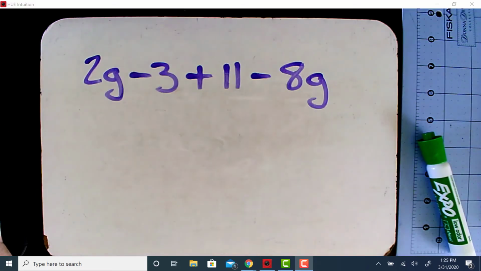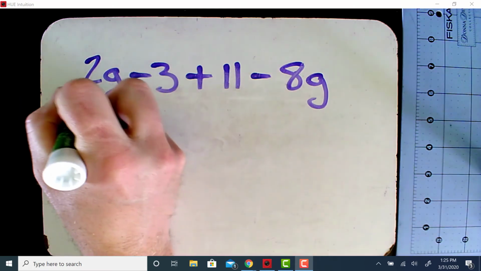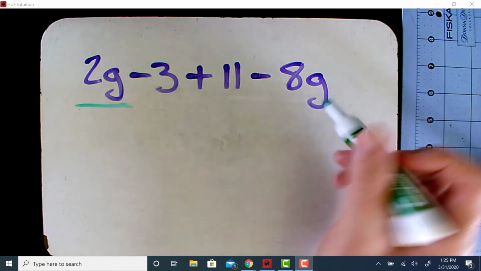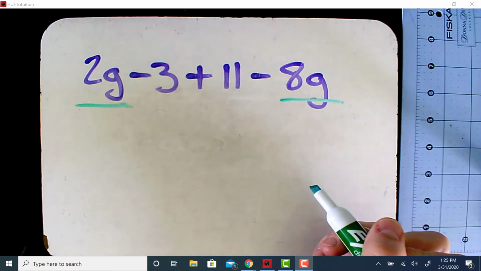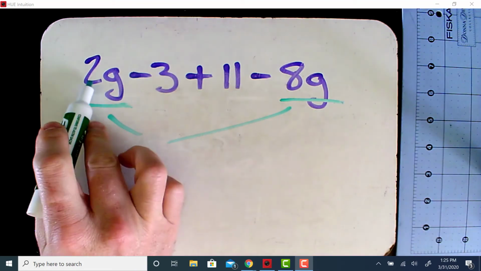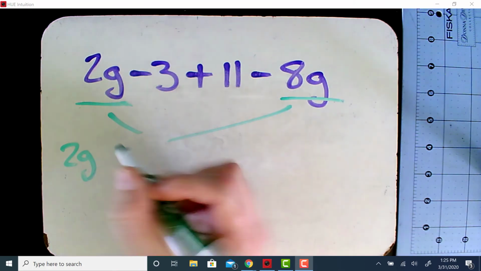In this example problem, we have 2g minus 3 plus 11 equals 8g. And so let's start by combining our like terms. In order to do that, we first got to identify our like terms. My first term is 2g, so I look to see if I have any other terms with a g, and I do. I've got my other one right here. So let's go ahead and combine these ones first. I've got 2g, and I've got a minus 8g.